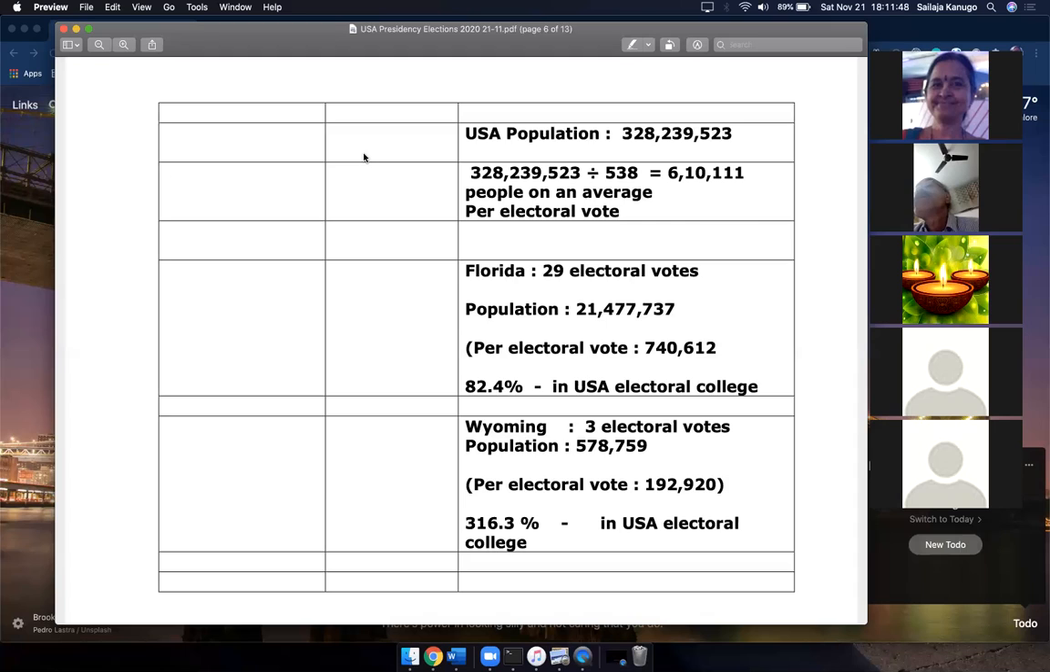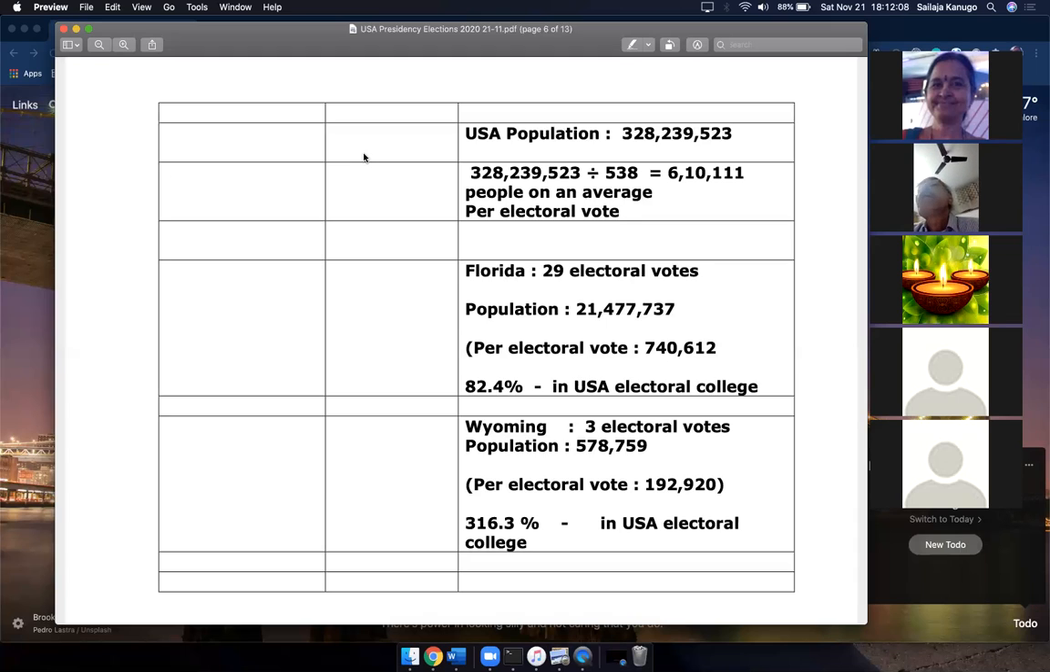82.4% in US Electoral College is there. Similarly, Wyoming is a state. Here 3 electoral votes are there. Population of Wyoming is 5,78,759. For electoral vote is 1,92,920. 316.3% in US Electoral College, their representation is there.